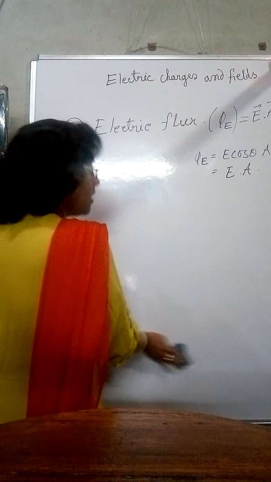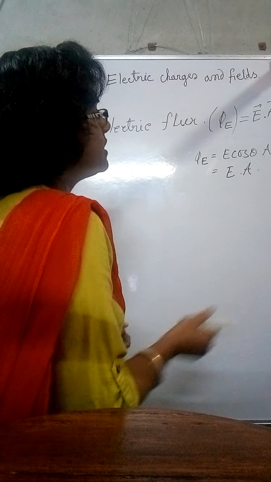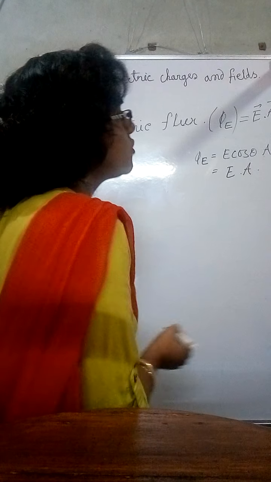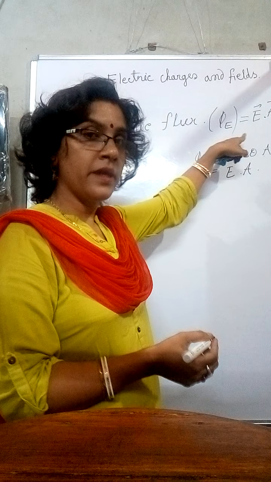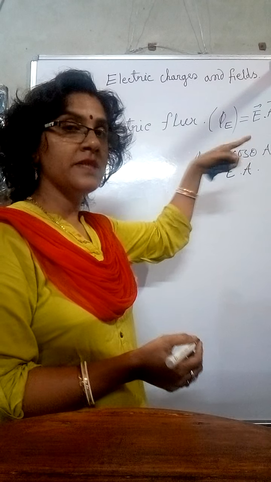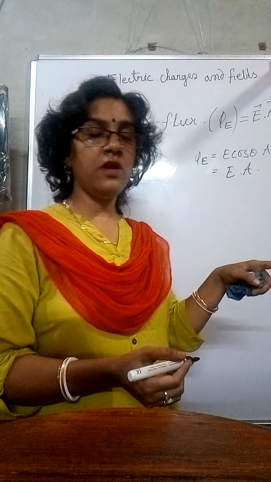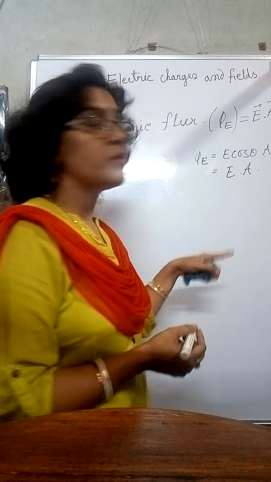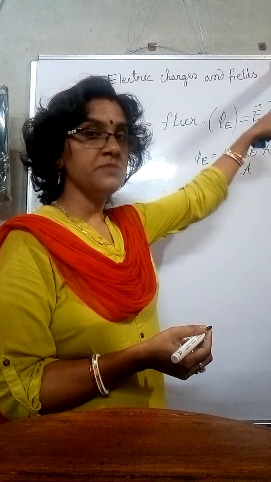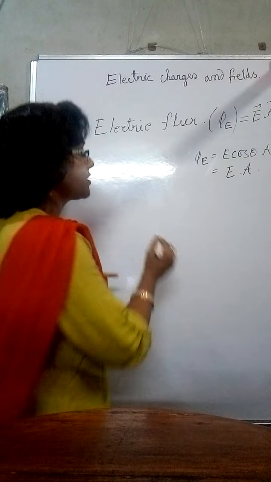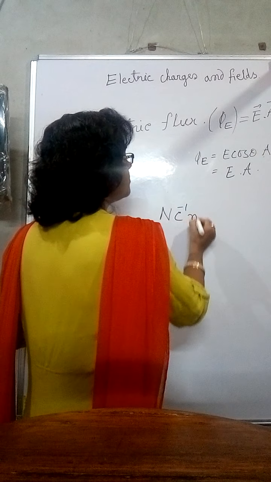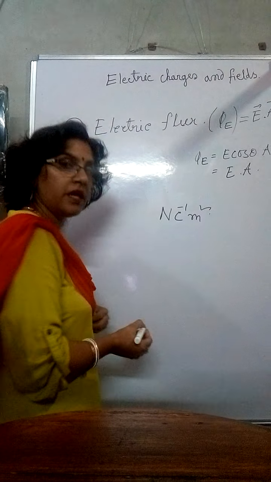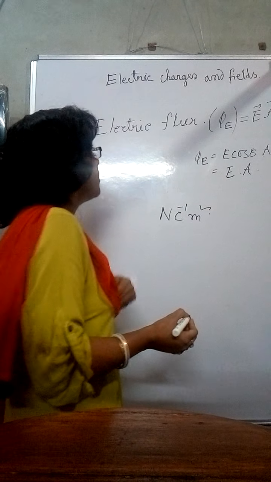Now what will be the unit of electric flux? The SI unit: E is equal to F by Q. So F by Q, what will be the SI unit? F has the SI unit Newton and Q is Coulomb. A has the unit meter square. So the SI unit for electric flux will be Newton per Coulomb meter square. Okay, so that's all about electric flux.